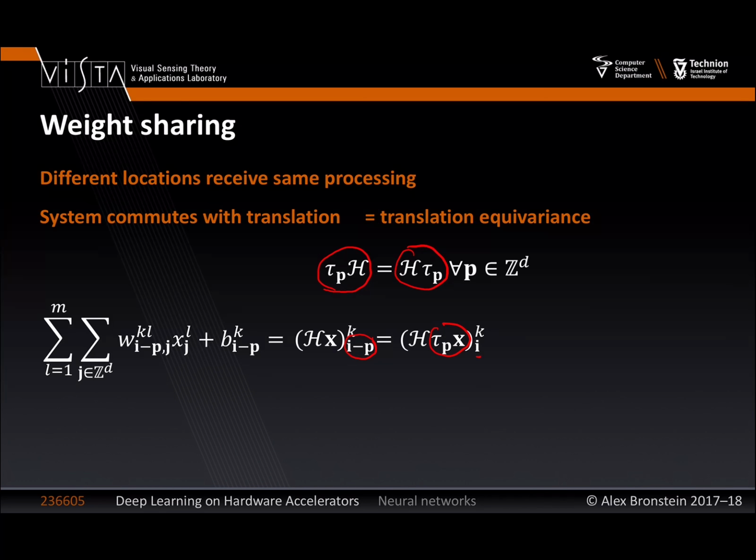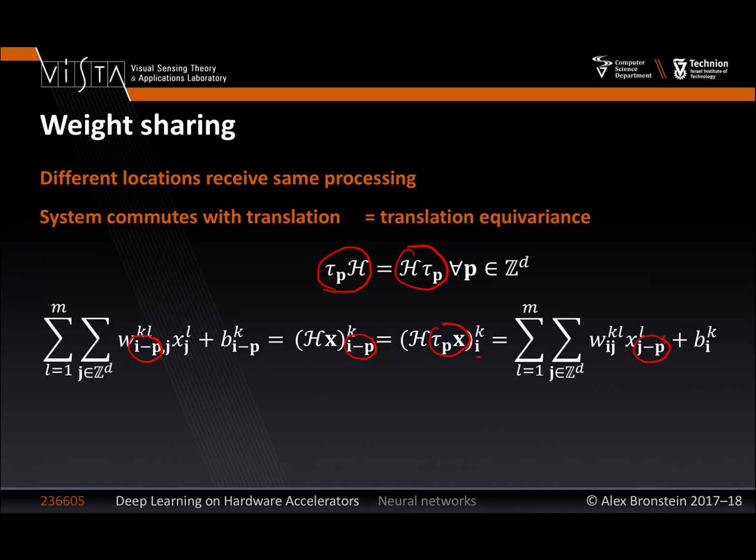So here I'm shifting the output by P. Instead of I, I'm writing I minus P. And here I'm shifting the input by the amount of P. Now this has to hold for every input x and for every p, right?